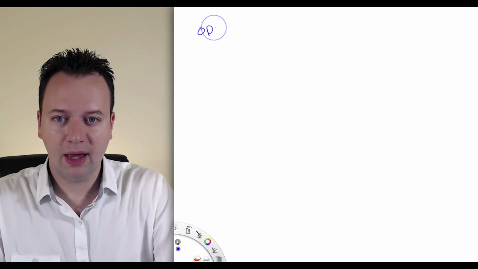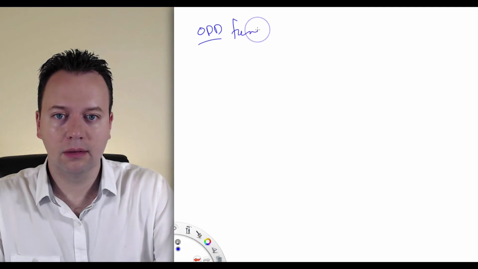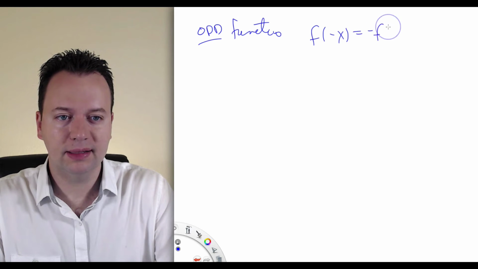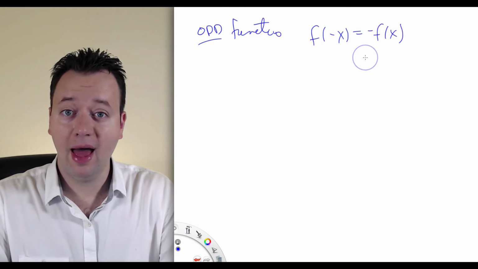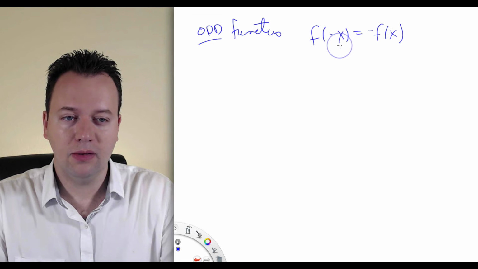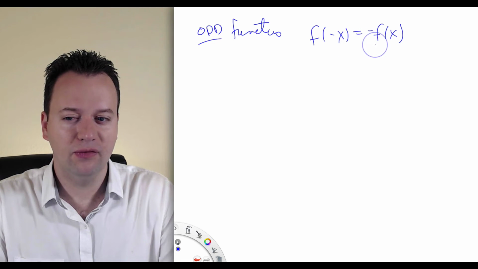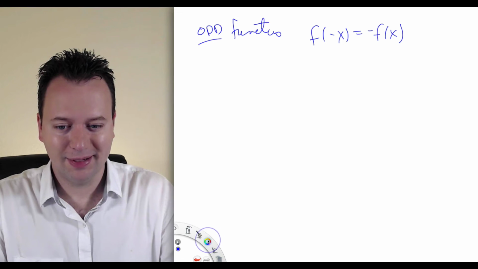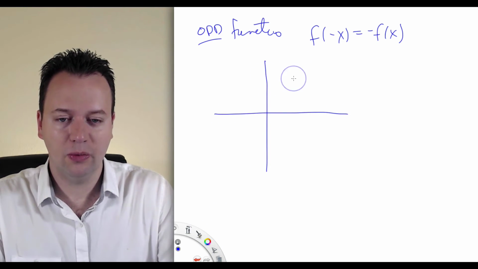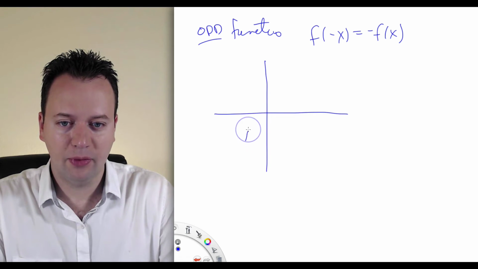So next, let's look at odd functions. Here we have f of minus x is equal to minus f of x. So what we have now is that if you reflect it horizontally, you get the same thing as if you reflect it vertically. Let's see if that's correct. So let's say I start with, here's an example of an even function, something like this.